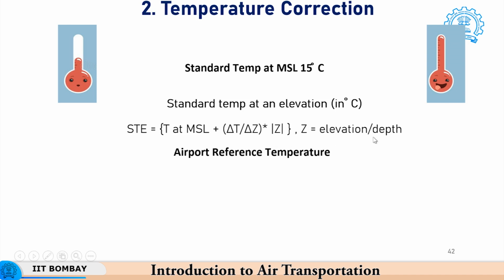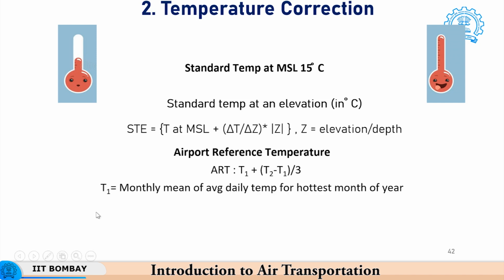So, based on the elevation of the runway, there is going to be a standard temperature at elevation, which will be T at mean sea level plus delta T by delta Z into Z, where Z is the elevation. Temperature is normally taken as the temperature recorded T1 plus the difference in the maximum and minimum divided by 3.